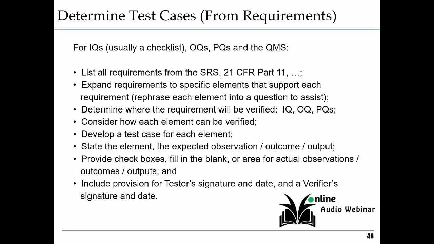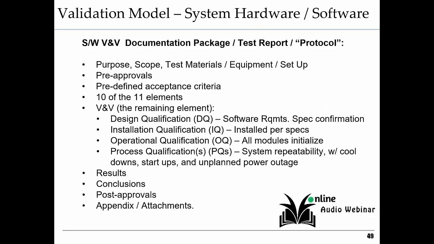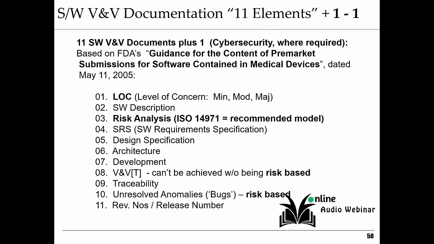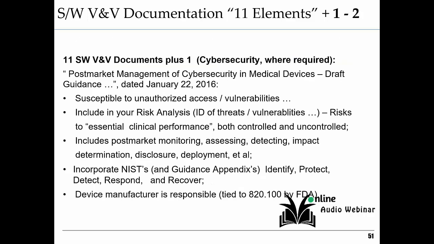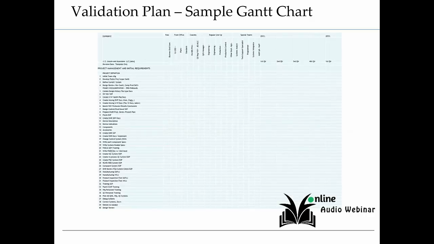When I'm developing requirements, I list all the requirements. I pull out those requirements dealing with installation. With what we're talking about here, it'd be installing the software into the hardware. And this is just a recommendation of the format of a test protocol. Here are the 11 requirements in the guidance document. You have a level of concern, minimal, moderate, or major, based on risk. So some of the concerns regarding cybersecurity have to be factored in as well as those 11 elements we mentioned earlier. There's an example of a Gantt chart to control the project and/or the validation of the project.